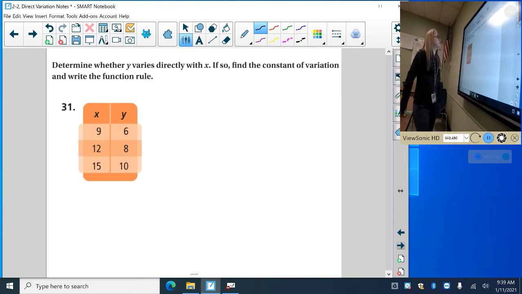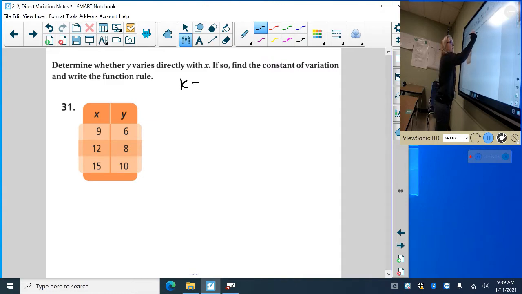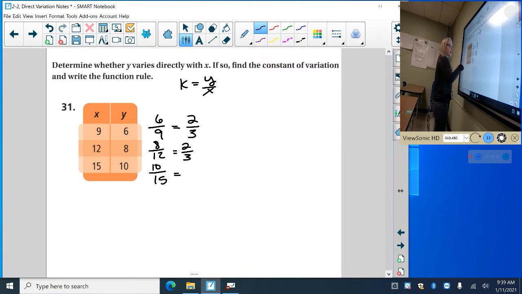question. Now, determine whether y varies directly with x, and if so, find the constant of variation and write the function rule. So for this one, y over x, don't forget k equals y over x. So 6 over 9, which reduces, divide by 3 on the top and bottom, which gives me 2/3. This one, I have 8/12, y over x, which divide by 4 on the top and bottom gives me 2/3. This one, I have 10 over 15. Divide the top and bottom by 5, which gives me 2/3.